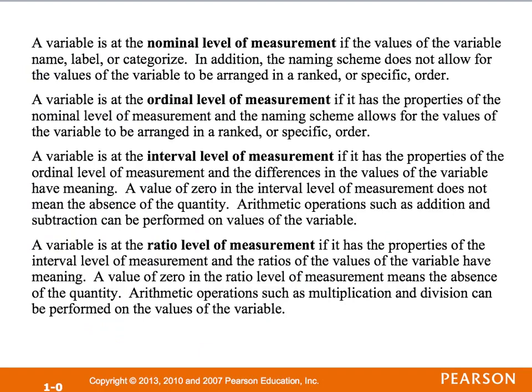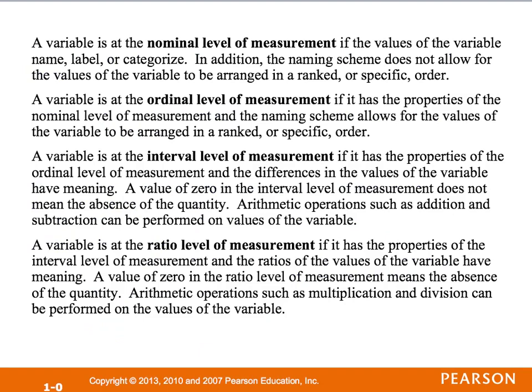Now, a variable is at the ordinal level of measurement if it has the properties of the nominal level, meaning the variable still puts things into categories, but the naming scheme allows for the values of the variable to be arranged in a ranked or specific order. So here, for example, you can think of a survey where there's a statement and you're asked if you strongly disagree, disagree, neutral, agree, or strongly agree. The answers make sense in a specific order. And it makes sense to say, for example, that agree falls somewhere in between neutral and strongly agree.